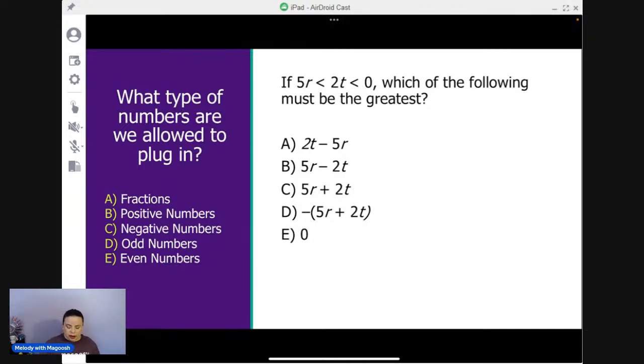The important part that hopefully you're seeing is we must plug in negative numbers. We have to. Why? Well, we need 5r and 2t to both be less than 0, or negative. So if we multiply 5 or 2 by something and get a negative result, then that variable must also be negative.